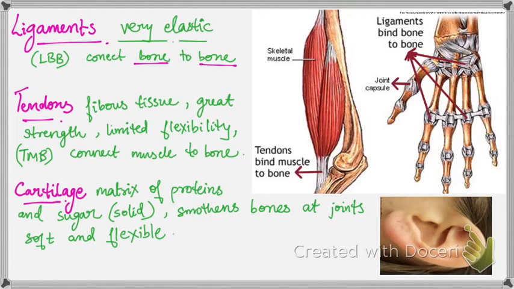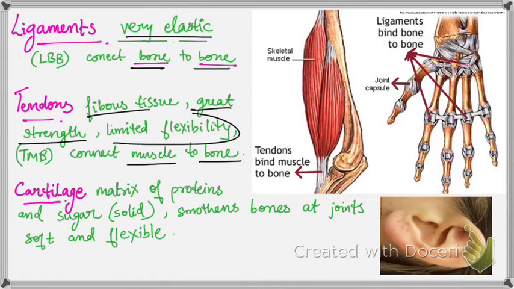Now we'll see about tendons. Tendons connect muscle to bone. That means it's present in between a muscle and a bone, and it holds them both tight in a particular position. It is a very fibrous tissue. It has great strength but it has limited flexibility.